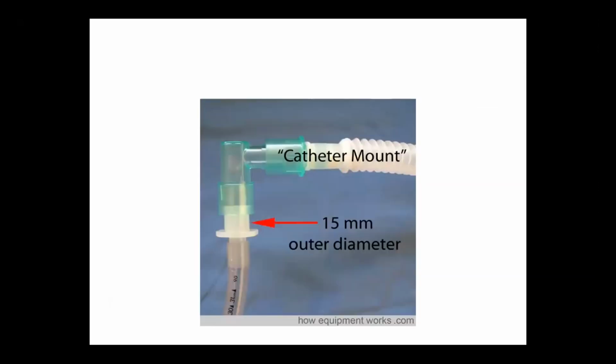Now, I find it very interesting: we know that this is a catheter mount, but why is it called a catheter mount? The catheter mount has its own advantages and disadvantages, but why the name? Because when endotracheal tubes were designed initially, they were not called endotracheal tubes. They were called endotracheal catheters. So anything mounted on endotracheal catheters was called a catheter mount, and it attaches to your tube with a 15 mm diameter. It's a standard universal connector.